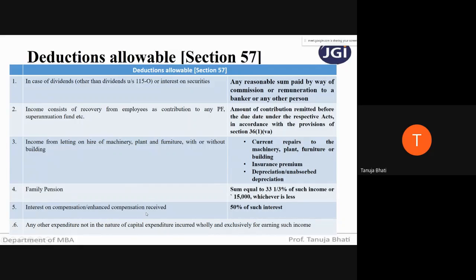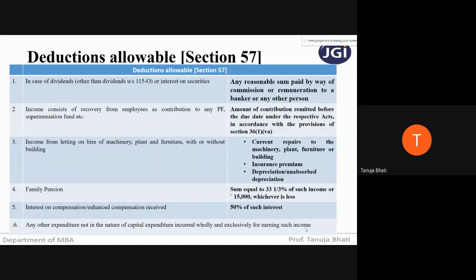Interest on compensation or enhanced compensation, 50% of such interest will be allowed as a deduction, and only on the remaining you need to pay tax. The sixth one is a general one: any other expenditure, not in the nature of capital expenditure, incurred wholly and exclusively for earning such income. So any other expenditure which you make to earn that income, but it should not be in the nature of capital expenditure, is allowed as a deduction under section 57.